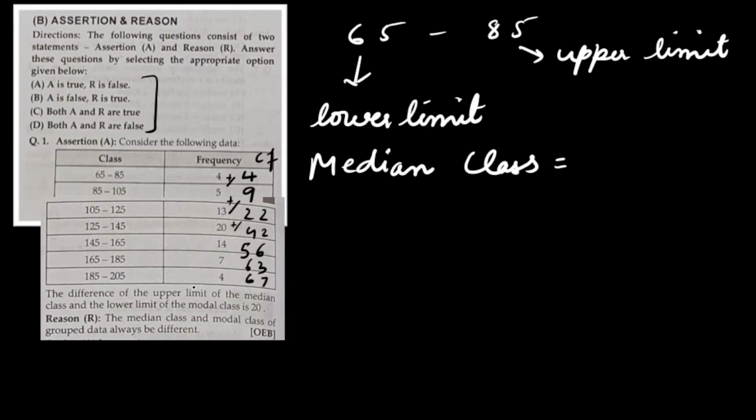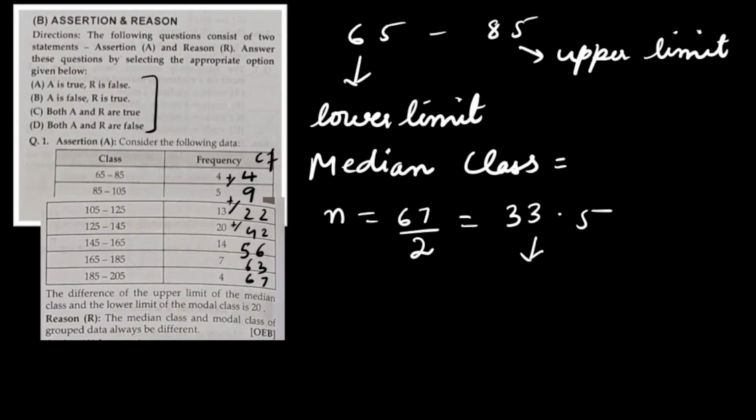Now n by 2. It's correct. Okay, so n here is 67, the last one of the median. N's value we got is 67. So 67 by 2 we will find. 67 by 2 is what? 33.5. Is it 33.5?